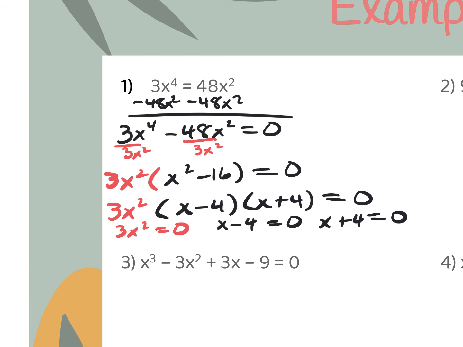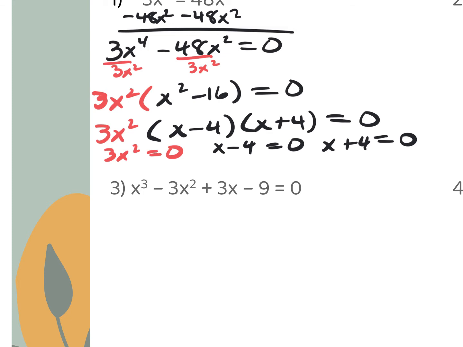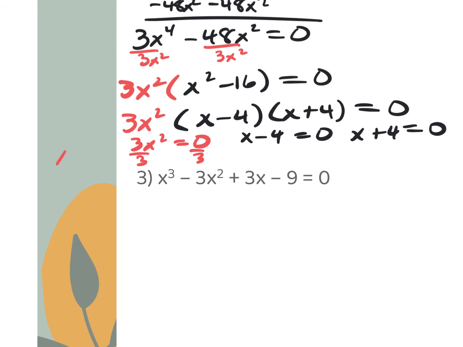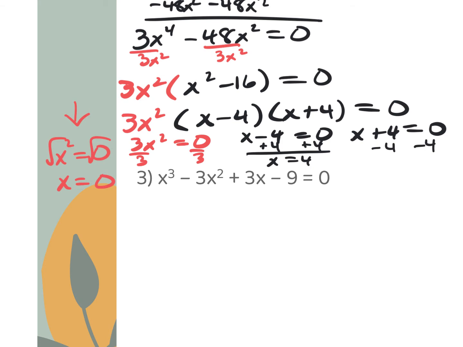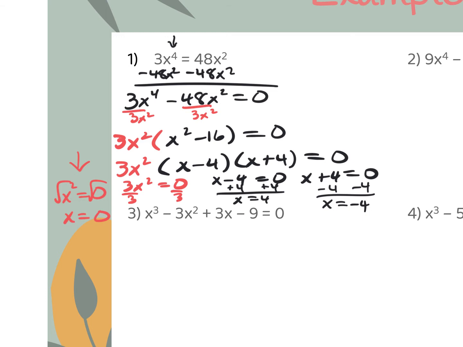Now remember, this largest exponent at the beginning is going to tell me how many solutions I'm looking for. So I'm looking for 4. However, on the red GCF here, once I divide this by 3, I now get x squared equals 0, because 0 divided by 3 is 0. When I square root this, technically I would be getting plus and minus 0, so I would be getting 2 answers here, but I only list it once. So this one is accounting for 2 of the answers, and the other 2 come from adding the 4, and I get x equals 4, and subtracting the 4, x equals negative 4. So my 4 answers are really 0, 0, 4, and negative 4. But again, I'm only going to list the 0 once.